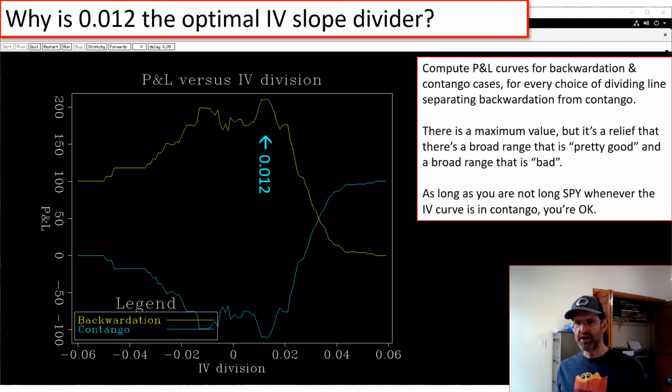You wouldn't really be missing out much if you picked 0 as your dividing line, or minus 0.015. Now when your dividing line goes outside that wide range, the P&L goes to hell very quickly. So what this says is that you're pretty safe in this particular market being long SPY at all times, except when the IV curve is strongly in Contango. It means the IV slope is strongly negative, so the 10-day option IV is much higher than the 40-day option IV.